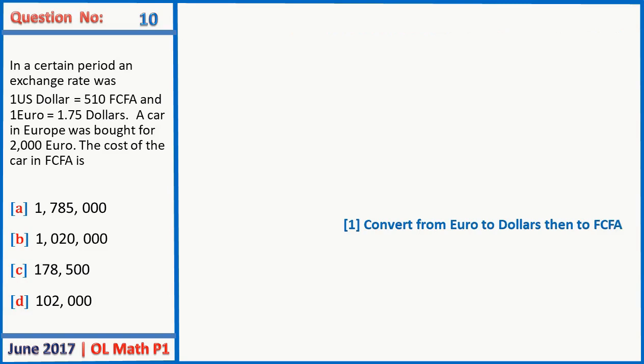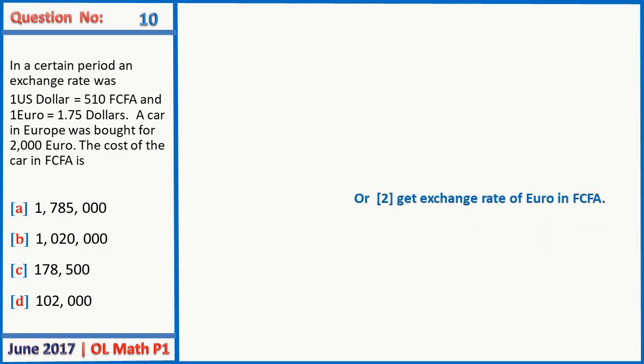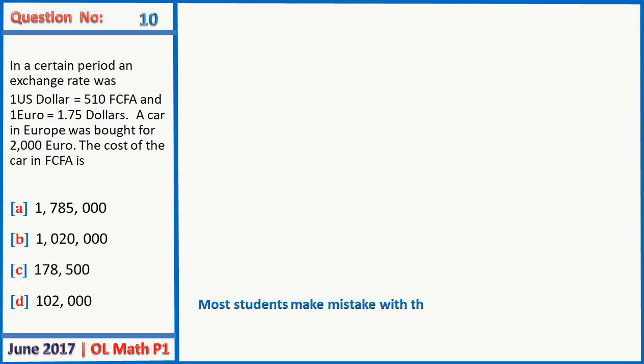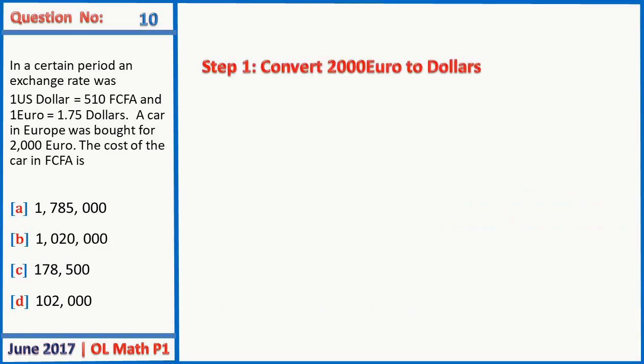You first of all convert from euro to dollars, and then from dollars to FCFA, or you can get the exchange rate of euro in FCFA. However, most students make a mistake with the second method, so we will use the first. So step 1, convert 2,000 euro to dollars.